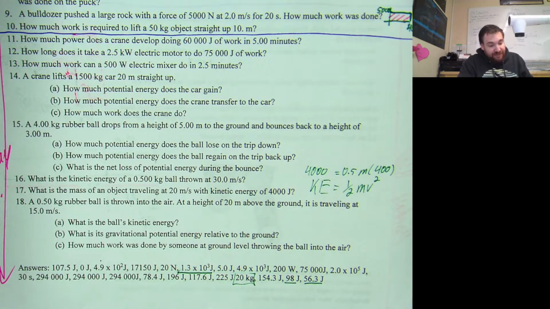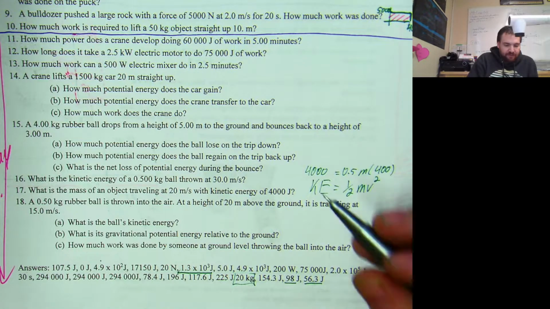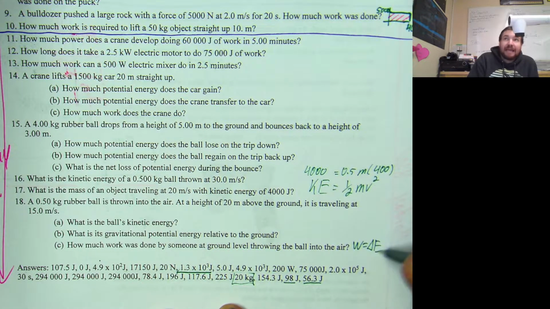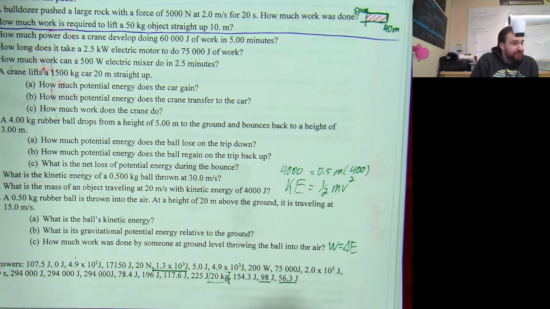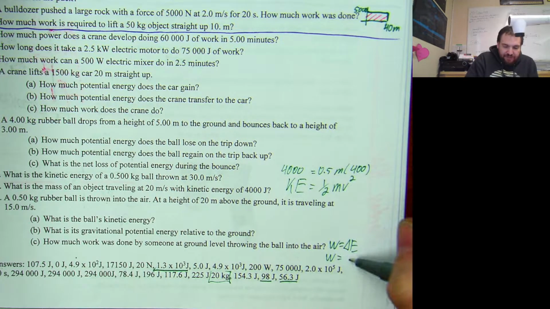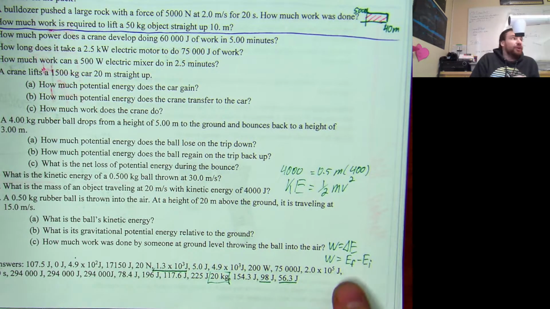So question C says, how much work was done by someone at level ground throwing the ball into the air? So the work is equal to the change in energy, right? At ground level, does the ball have any potential energy? No. At ground, before it's thrown, does it have any kinetic energy? No. So when we're looking at energy, change in energy is energy final minus energy initial. And this is actually where we're going to go, probably not today, maybe, depending on how quickly you finish this lab, but tomorrow for sure. It has no initial energy.